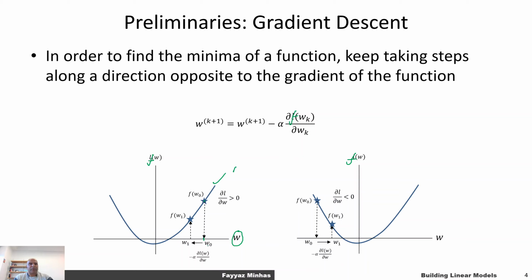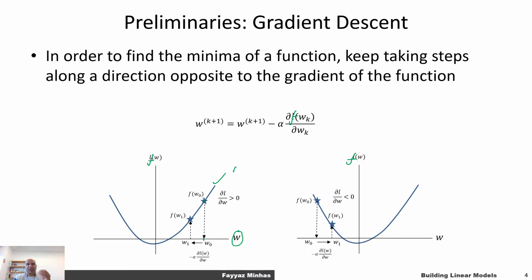So we are at w0. We know that the slope of this function at this particular point is positive. So if we take a step along the direction of the slope, we are going to increase the value of the function.